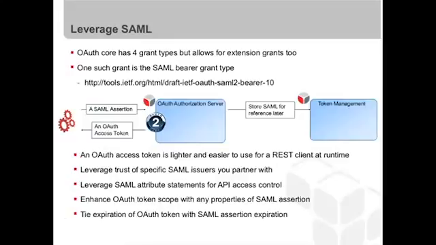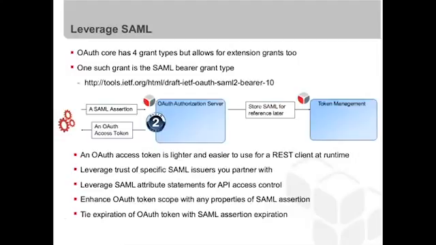An average SAML assertion could be easily 4 kilobytes. XML is very verbose. SAML assertions have XML digital signatures in them, so that's much too heavy to integrate as part of a REST client. So in your OAuth authorization server, in order to implement this, you need to be able to leverage trust of existing SAML issuers that you partner with.